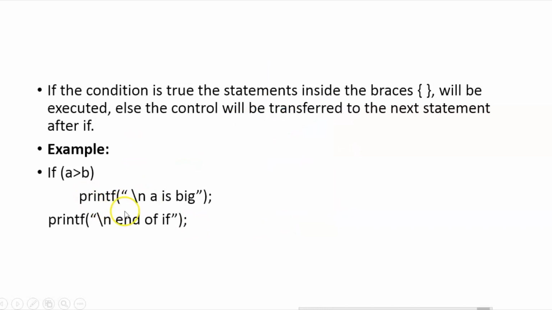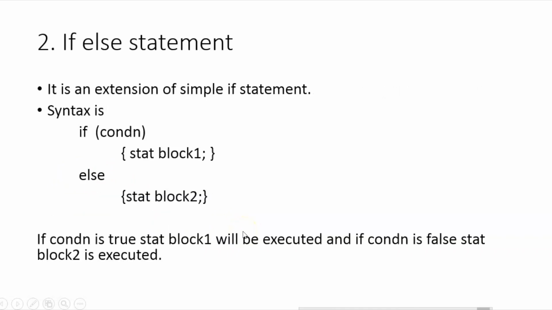This is an example for a simple if statement. If A greater than B, print A is big; print end of if. If the condition A greater than B is true, then A is big is printed, then end of if will be printed. If the A greater than B condition is false, then end of if will be printed as output.